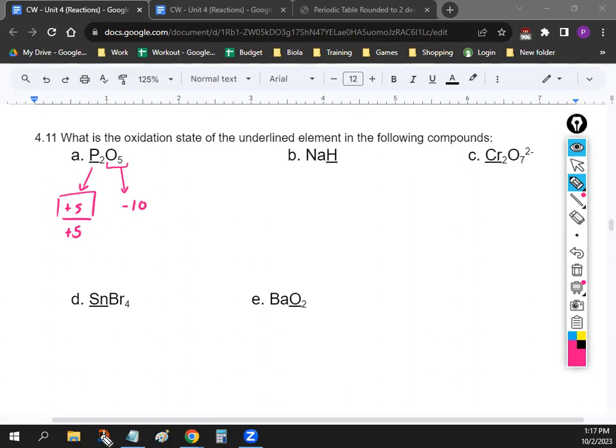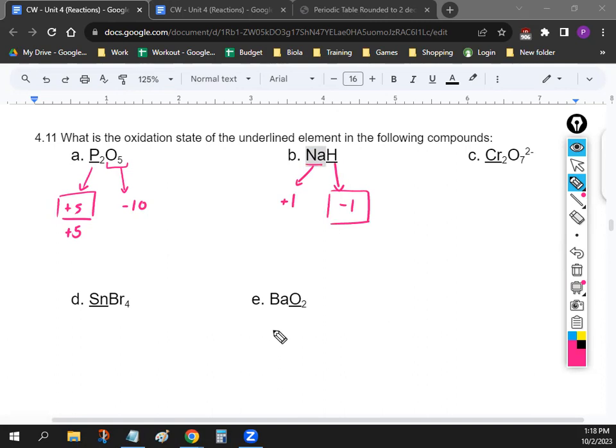All right, let's take a look at part B. We've got NaH. One of our rules about hydrogen, if you remember: if hydrogen is bonded to a metal, what is the charge on hydrogen? -1. It also makes sense because sodium is going to be +1 in its ionic form, so it needs to balance out with -1.